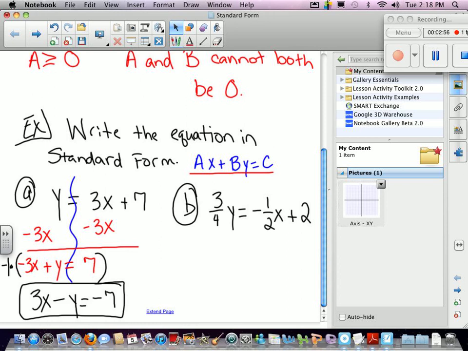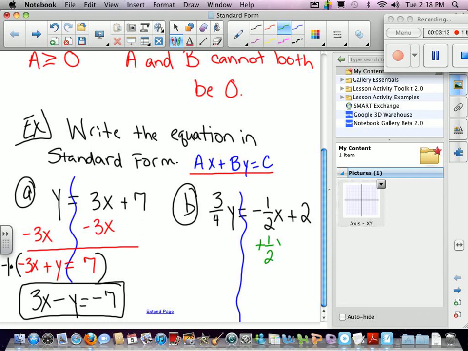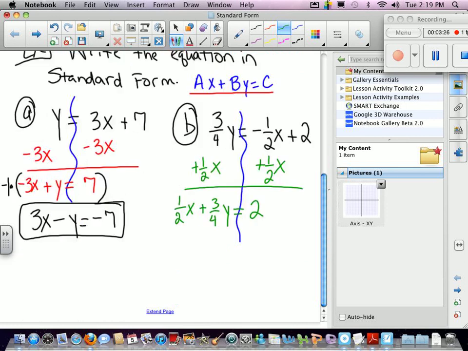Okay. If we take a look at example B, okay, notice there's a lot of fractions. We're actually going to wait and take care of the fractions at the end. Okay, so again, we'll draw in the river, and then we'll start moving things. So the first thing I'm going to move is the x to the other side. So in order to do that, we add 1/2 x to both sides. That will give us 1/2 x plus 3/4 y equals 2. Okay. Now, at this point, x and y are on the same side.